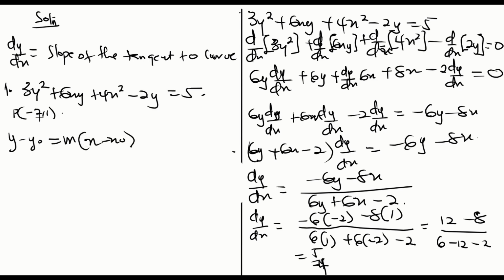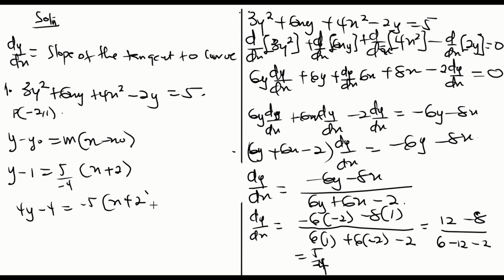My y naught is going to be 1, where my x naught is going to be minus 2. So we get y minus 1 equal to, my gradient, 5 over minus 4, multiplying x minus minus 2. So this you can write as plus 2. Then we multiply both sides by the minus 4 to get rid of the fraction. We get 4y minus 4 is equal to minus 5 into bracket x plus 2.